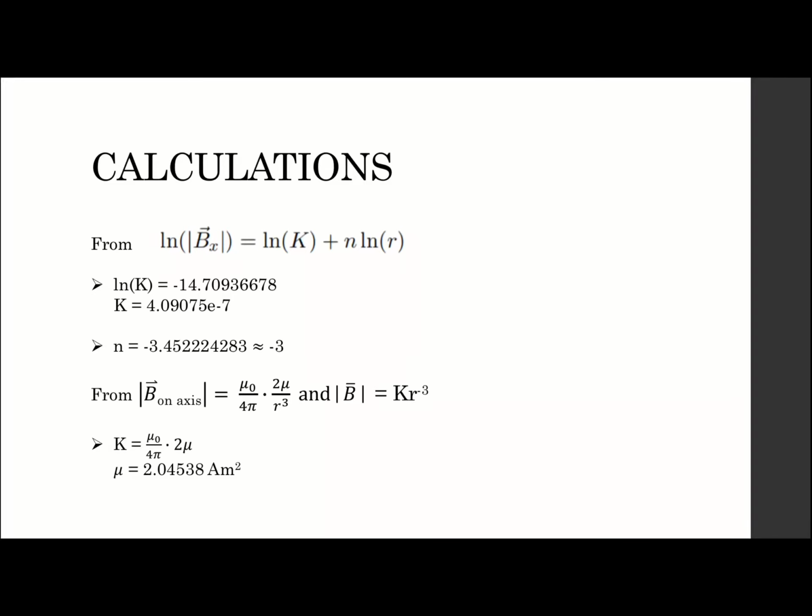Using a calculator, we can get the value of k from the value of ln k. According to the Biot-Savart law for a bar magnet, the magnitude of the magnetic field on axis equals mu naught over 4 pi times 2 mu over r cubed. This also equals k times r to the negative third. In this way, k equals mu naught over 4 pi times 2 mu, and mu equals 2.045.